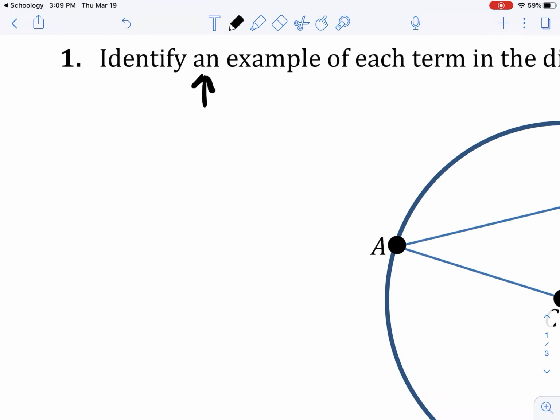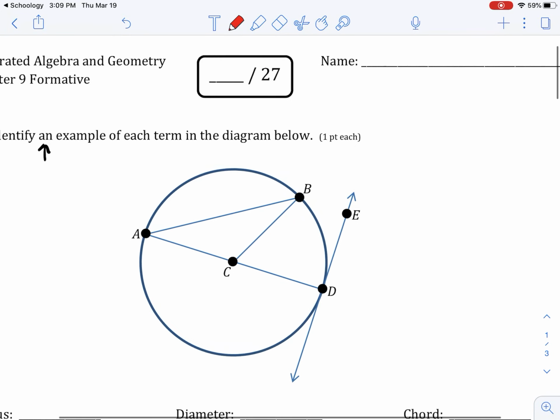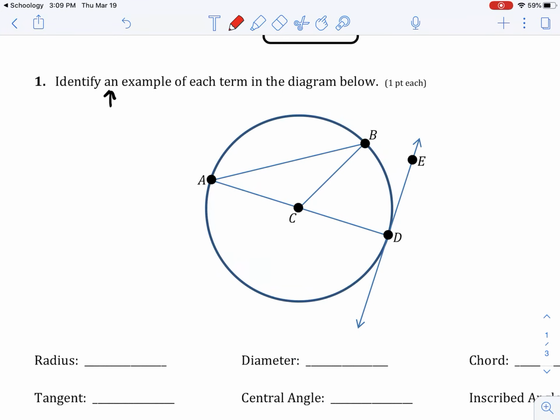All right, so first off, this is identify an example, meaning that you only need to show one example. Be careful, I would only show one because some of you showed more than one and one of your answers was wrong, so you get no credit for that. All right, so a radius. There are three radii here, AC, CB, and CD, so any of those work as an answer.